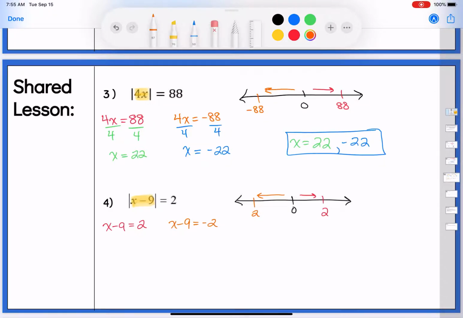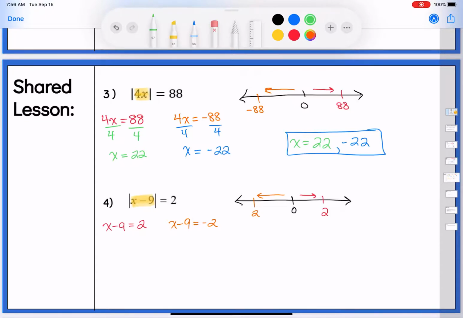So again, notice my absolute value is not changing that minus 9 into a plus 9. That's not how it works. I have to know what x is before I could do anything inside the absolute value. So when I have this, I'm saying, okay, whatever that ends up being, it could either be 2 units to the right of 0 or it could be 2 units to the left of 0. So whatever's inside the absolute value is staying put, and you have to change your number on the right to be either positive 2 units or negative 2 units.